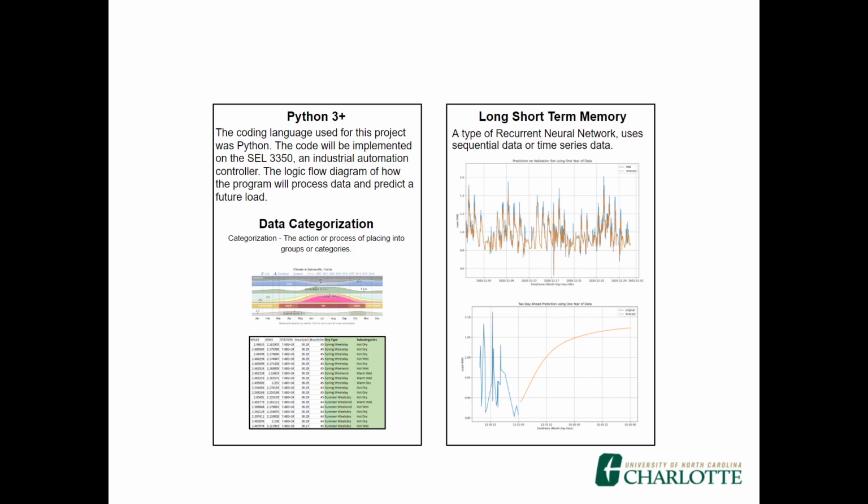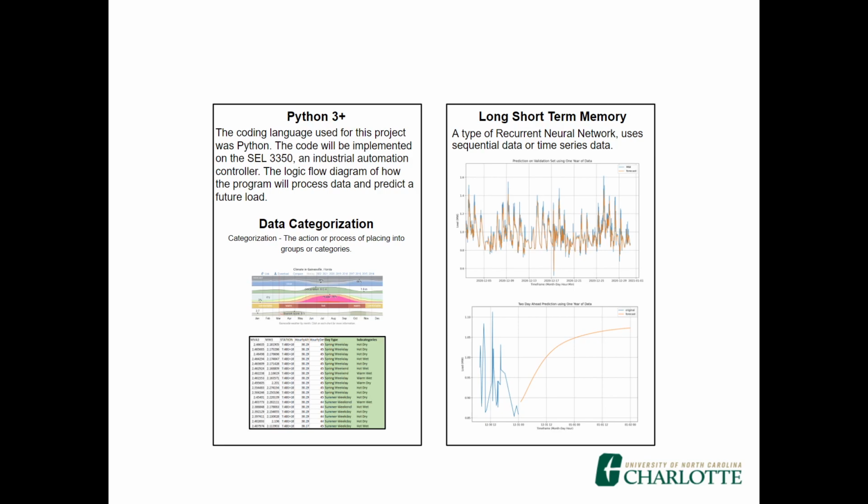Our 3 main scripts are data categorization, LSTM, and SymPy, which has been programmed through Python 3. One of the important tasks we attempted to tackle within this project was data categorization. Data categorization is the action or process of placing data into groups of categories. For our purposes, we split our historical load and weather data mainly based on the 4 seasons and whether a day was a weekday or weekend.